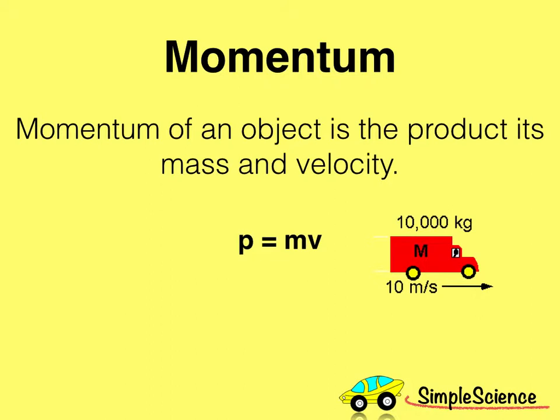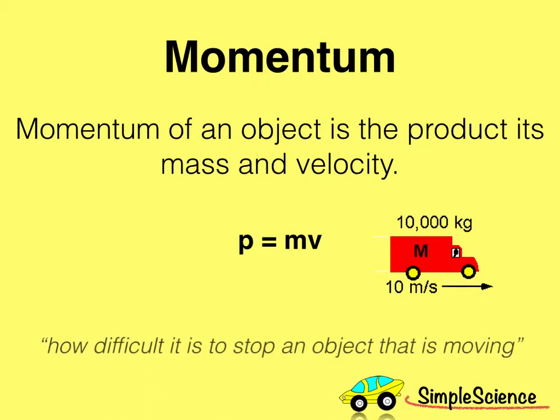I would like you to think of momentum as how difficult it is to stop an object that is moving. Look at this truck of 10,000 kilograms moving at 10 meters per second. It's obviously very difficult to stop. But if it's heavier, 20,000 kilograms, then of course it's going to be even harder. So the greater the momentum, the harder it is to stop that object from moving.